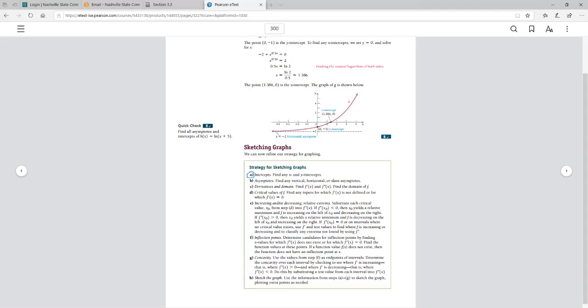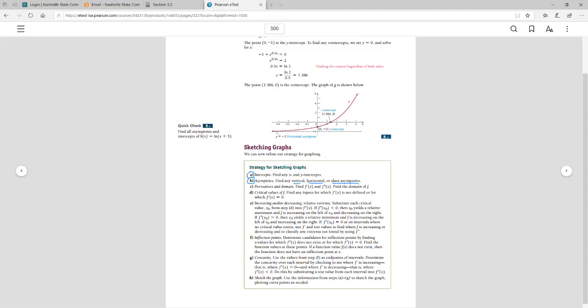Next, look for the asymptotes. To find vertical asymptotes, we simply look for zeros in the denominator. To find horizontal asymptotes, we evaluate the limit as x approaches plus and minus infinity. And then we could check for slant asymptotes, and that's going to involve using long division or synthetic division. And again, we will not do much with the slant asymptote.